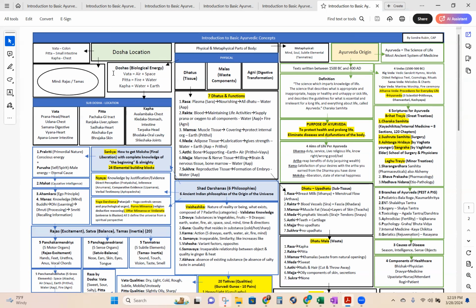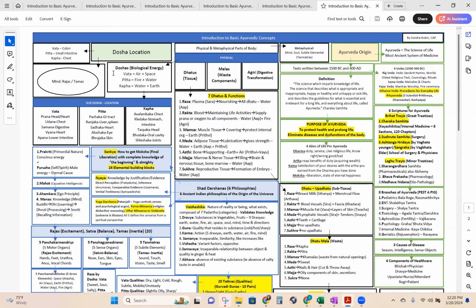So Pachaka Pitta in the GI tract, Ranjaka Pitta in the liver and spleen, Sadaka Pitta over the heart, Alochaka Pitta in the eyes, and Bhrajaka Pitta in the skin. Kapha: Avalambaka Kapha in the chest, Kledaka Kapha in the stomach and intestine, Tarpaka Kapha in the head, Bodhaka Kapha in the oral cavity, and Shleshaka Kapha in the joints.